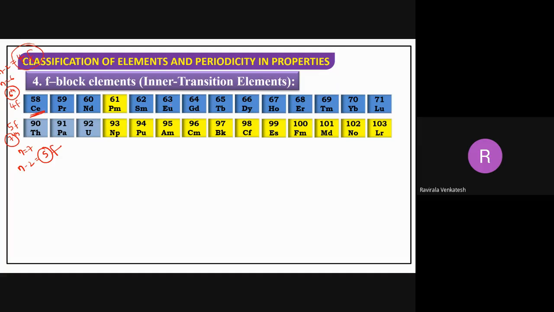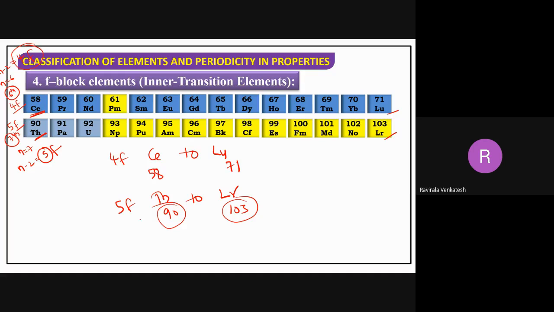So cerium to lutetium, atomic numbers 58 to 71, is present in the 4f series. The 5f series contains thorium, atomic number 90, to lawrencium, atomic number 103. You have to remember the first element, last element, and their atomic numbers compulsorily, even in the d block. In the 4f series, the first element is cerium, atomic number 58, and the last is lutetium, atomic number 71. In the 5f series, thorium to lawrencium, atomic number 103. Remember the first and last element symbols too, because it will be useful in examinations. From the first and last numbers we can calculate the remaining atomic numbers.